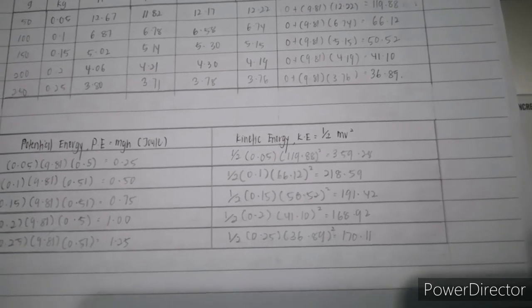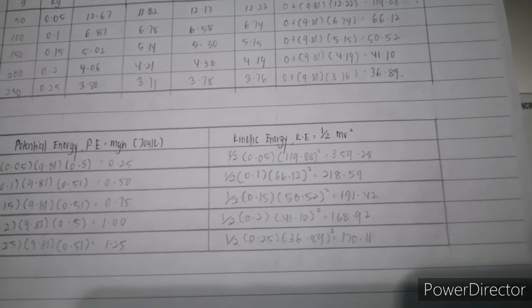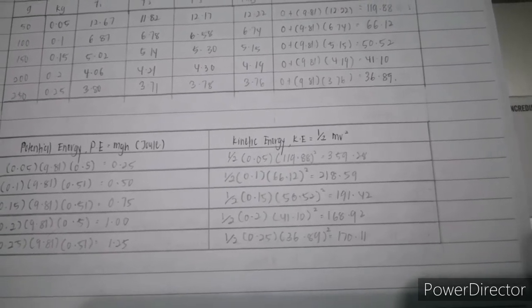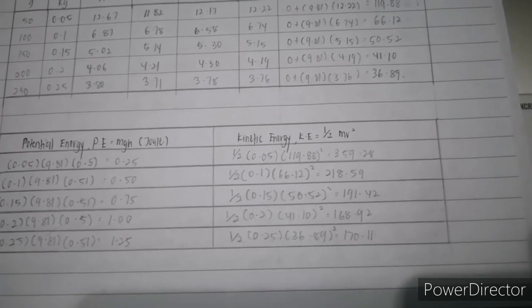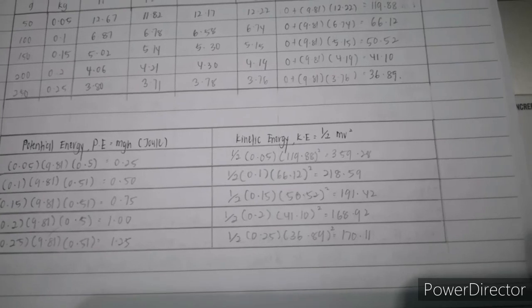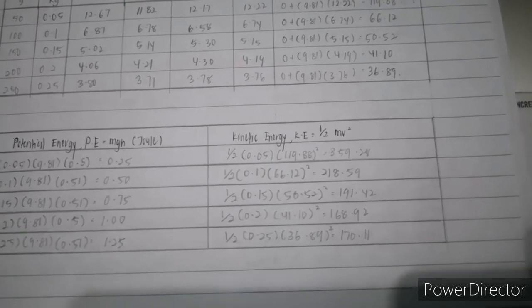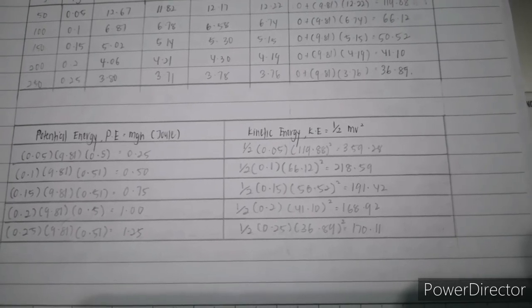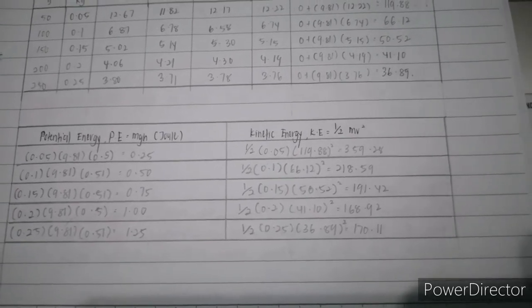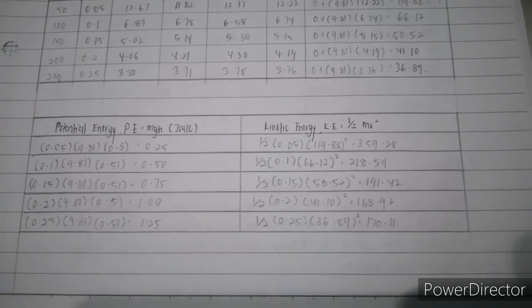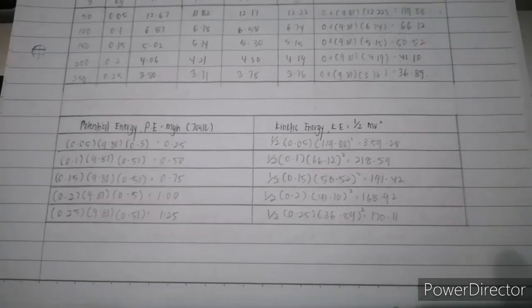191.42. And the fourth one is half multiplied by 0.2 multiplied by 41.10 squared is equal to 188.92. And the last one is half multiplied by 0.25 and multiplied by 36.89 squared equal to 170.11. Thank you.